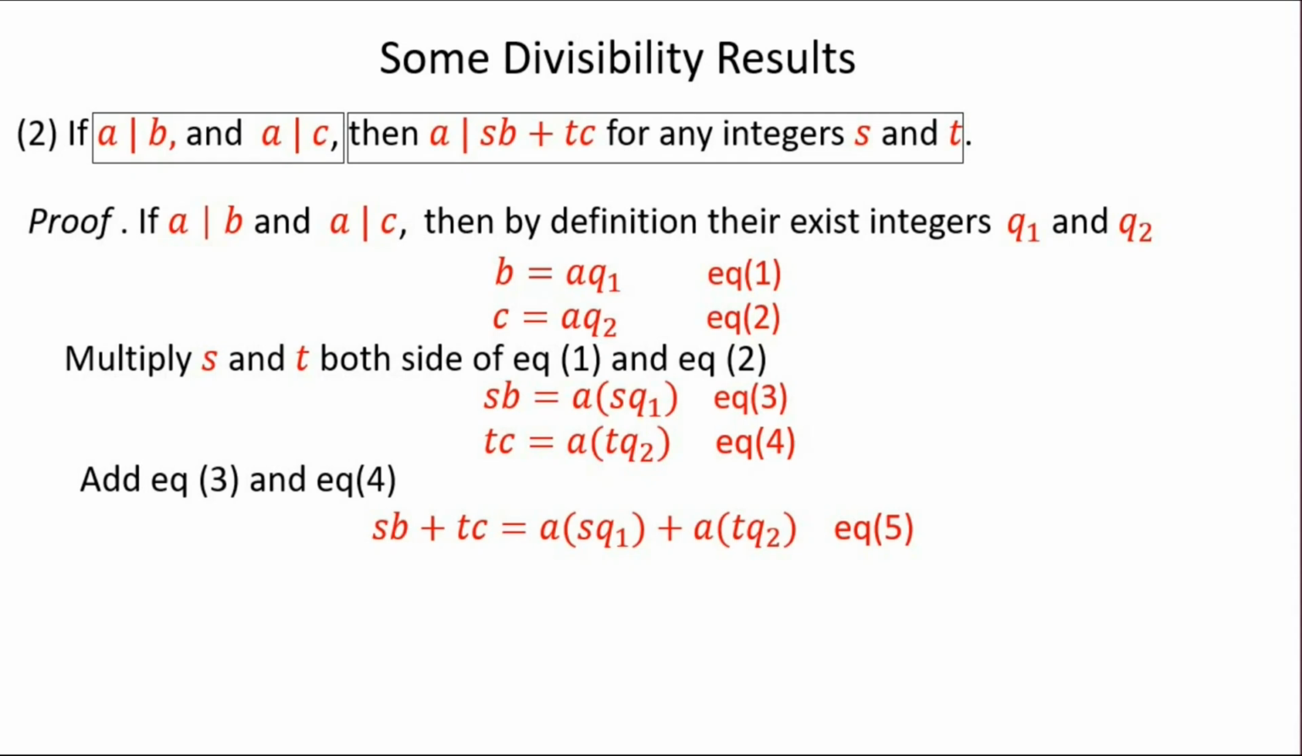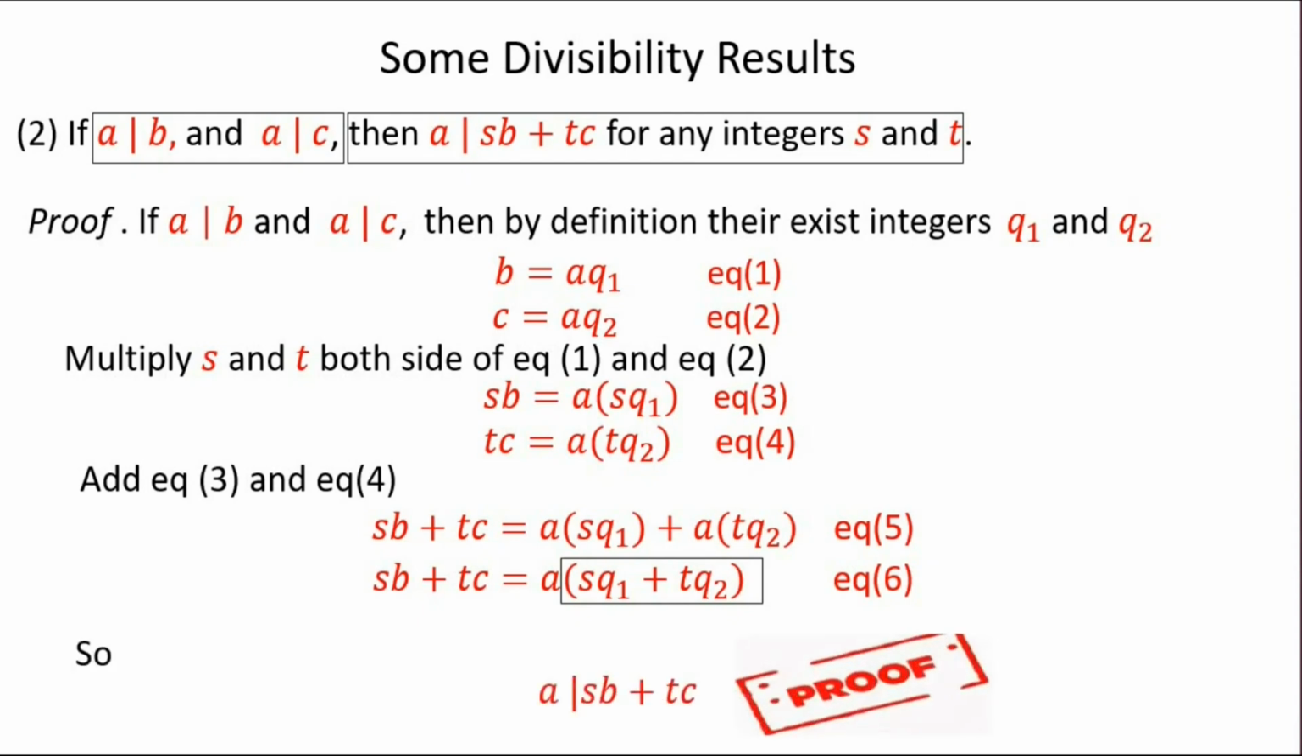Since the integers satisfy the distributive property of multiplication over addition, therefore sb plus tc is equal to a times (sq1 plus tq2). In equation 6, s, q1, t and q2 are integers, so the output of their additions and multiplications is an integer. So a divides sb plus tc, which is the required proof.